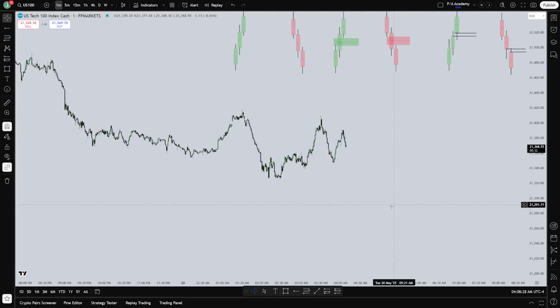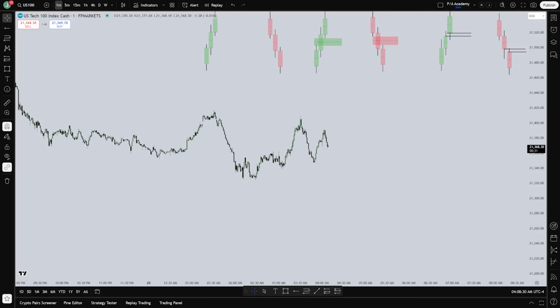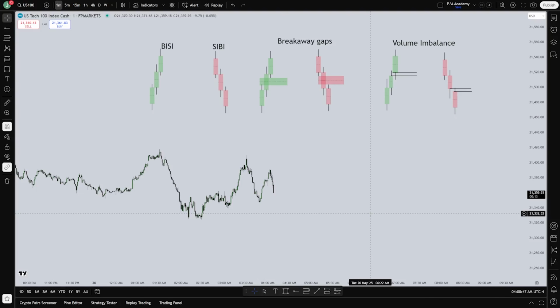Volume imbalance is super simple, guys. You guys are probably thinking, what do we use these gaps for? Well, they're entry zones, except for the breakaway gap. These are entry zones, and the volume imbalances, and also inversion fair value gaps. They're targets, not the inversions, but all of these are targets, and they're confirmation zones, which they are all confirmation zones to see how price reacts to these price points.